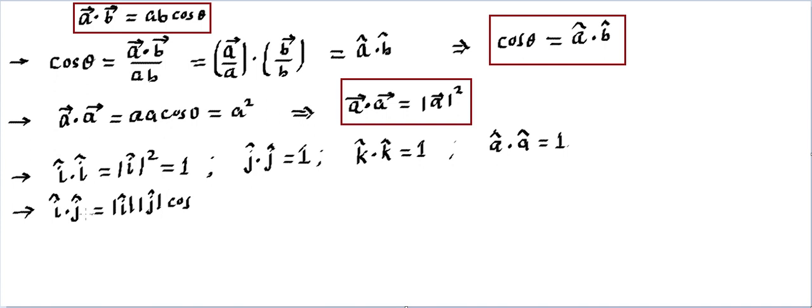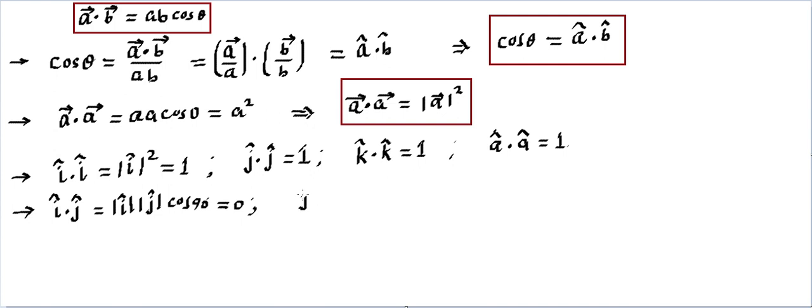Then cos of the angle between i cap and j cap, because we know i cap is in the x direction, and j cap is in the y direction. So the angle between these two vectors is definitely 90 degrees. Since the angle is 90 degrees, cos 90 becomes 0, so this is going to be 0. That means whenever we multiply i cap and j cap in dot fashion, the answer is going to be 0, because i cap and j cap are perpendicular vectors and the dot product of perpendicular vectors is 0.